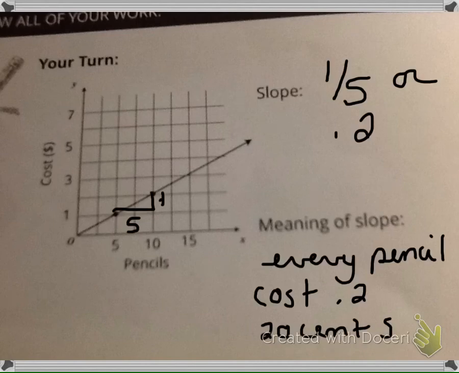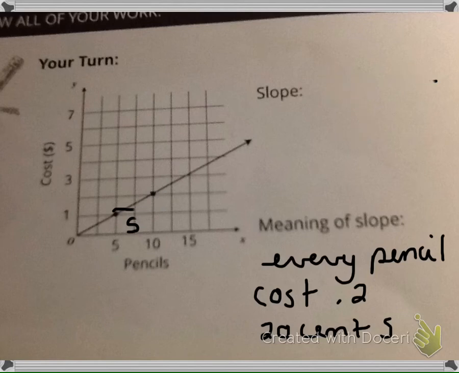Okay, so I did this wrong because I used the slope triangle, and I am not allowed to do that. I am supposed to use the slope formula. So I'll do it again. This point right here is (10, 2). And this point right here is (5, 1).